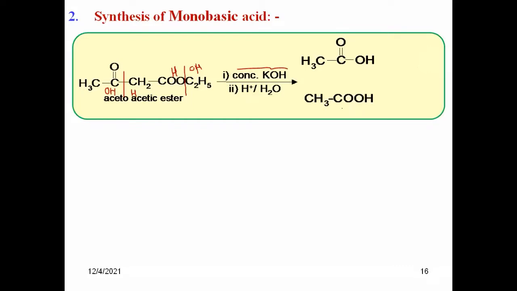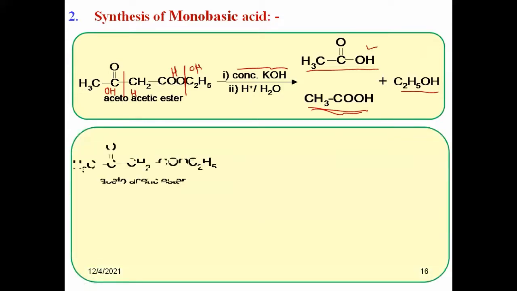Ester on hydrolysis gives carboxylic acid and alcohol, and thus acetoacetic ester on reaction with concentrated KOH undergoes ketonic hydrolysis followed by acid hydrolysis. We get a mixture of acetic acid and alcohol, and thus acetoacetic ester is converted into acetic acid. It is an example of a monobasic acid. It has only one COOH, therefore it is a monobasic acid. Okay, let us see another example.